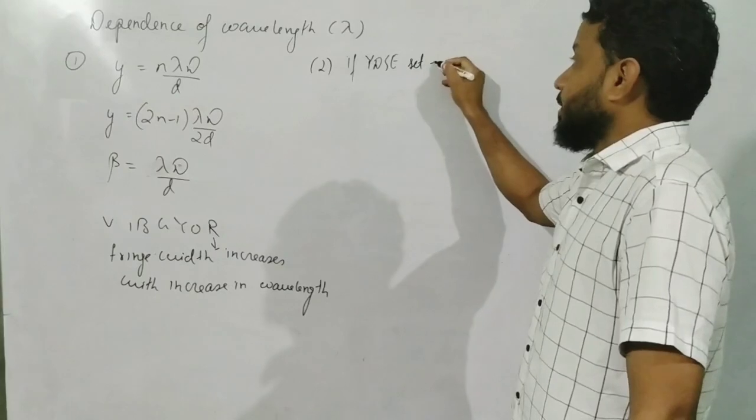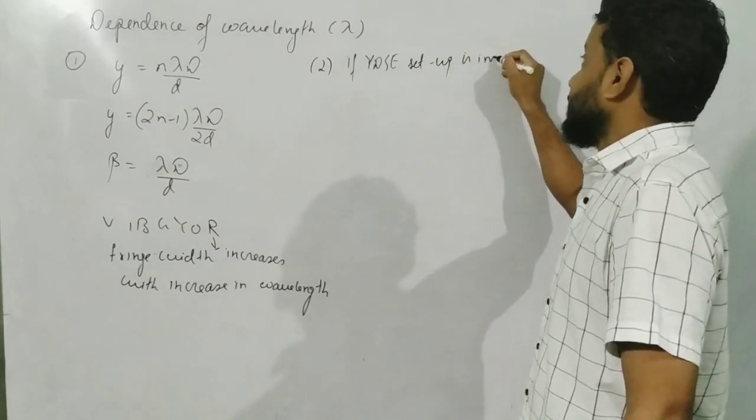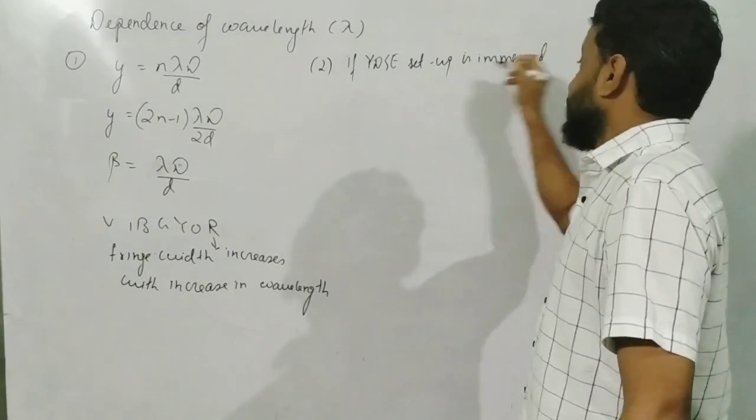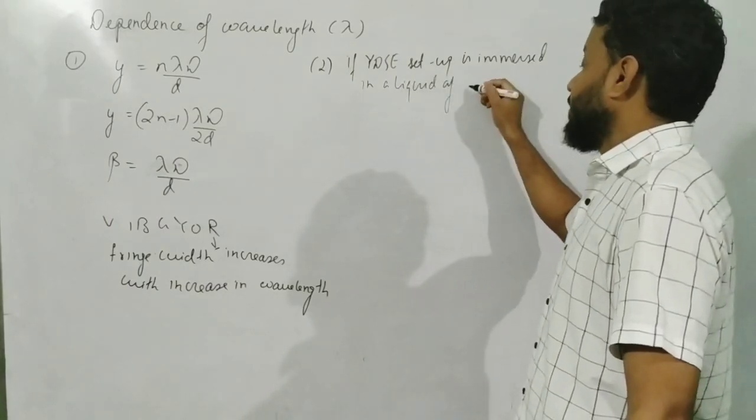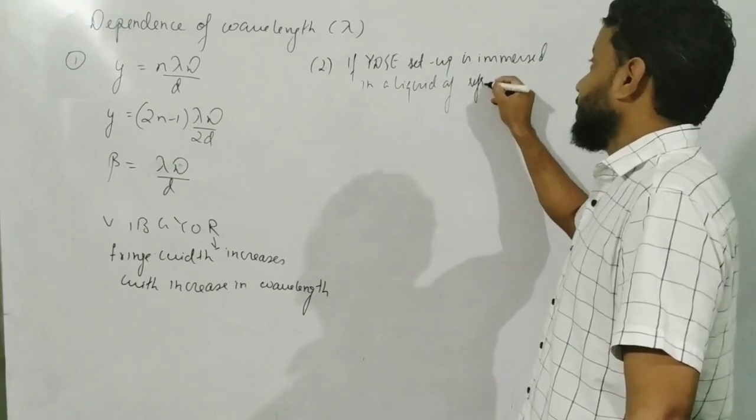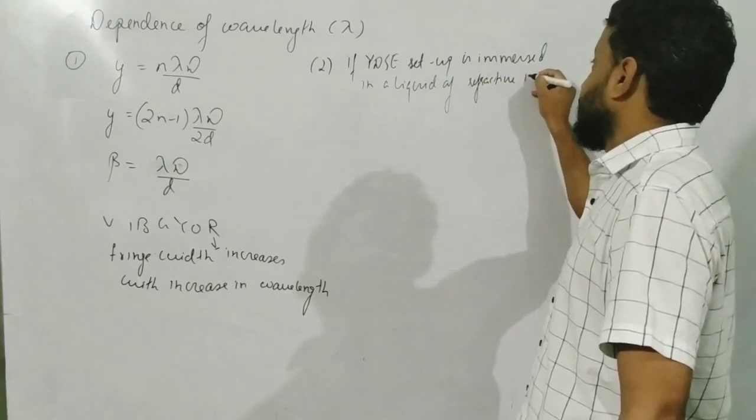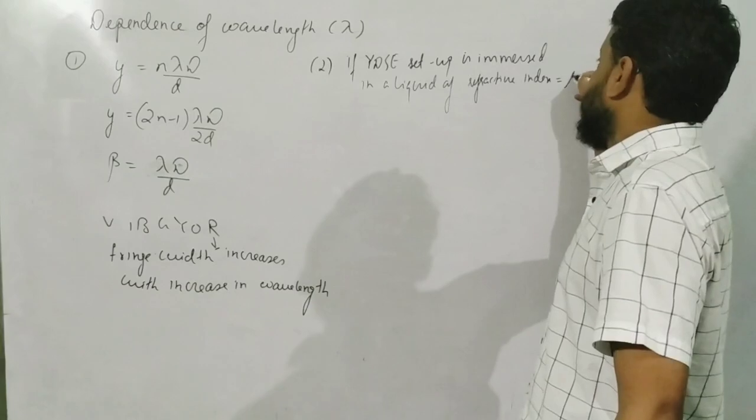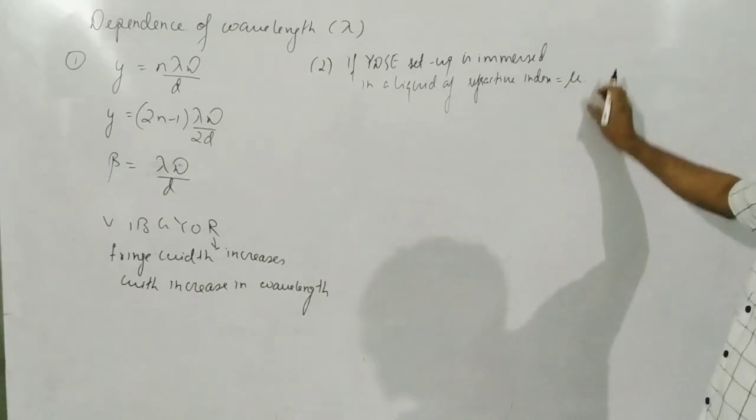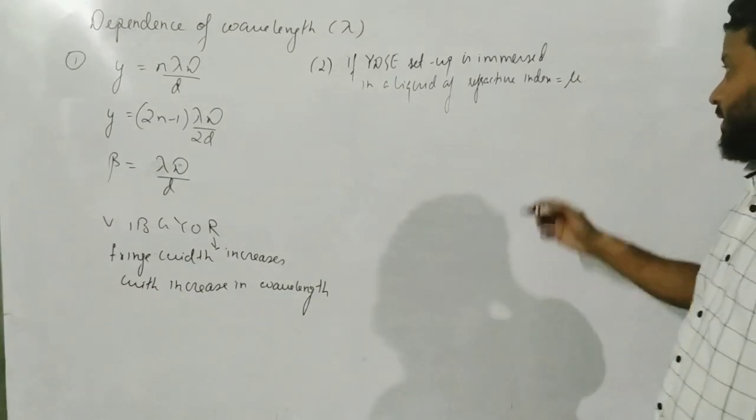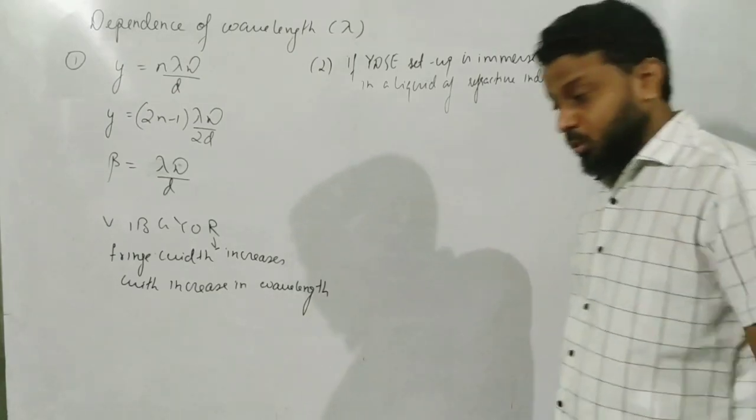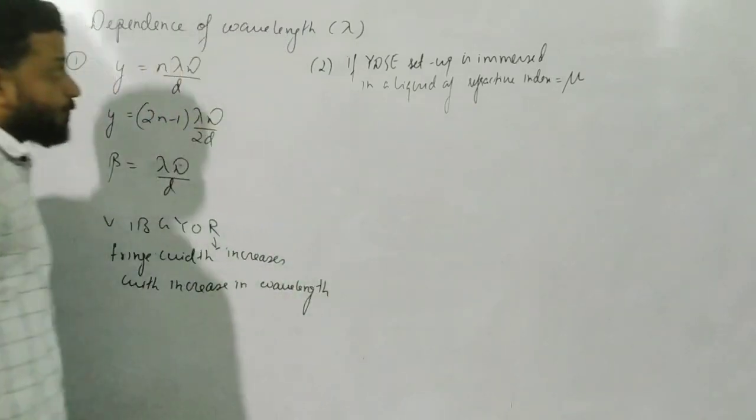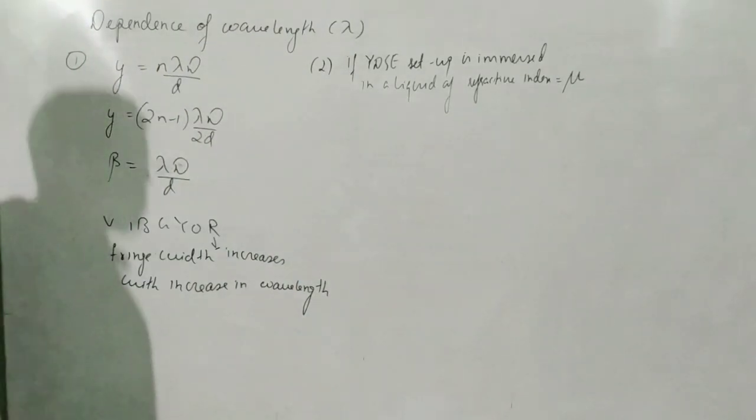If the YDSE setup is immersed in a liquid of refractive index, let us say mu, or some books say n, whichever it says, I am defining it as mu. Refractive index mu. If the YDSE setup is immersed in a liquid of refractive index mu, then what happens?